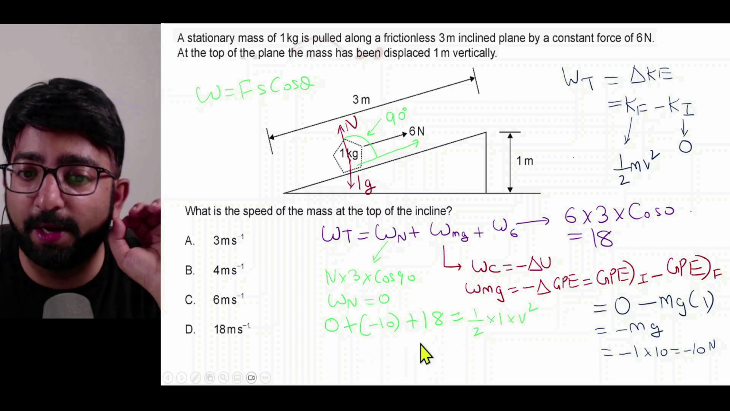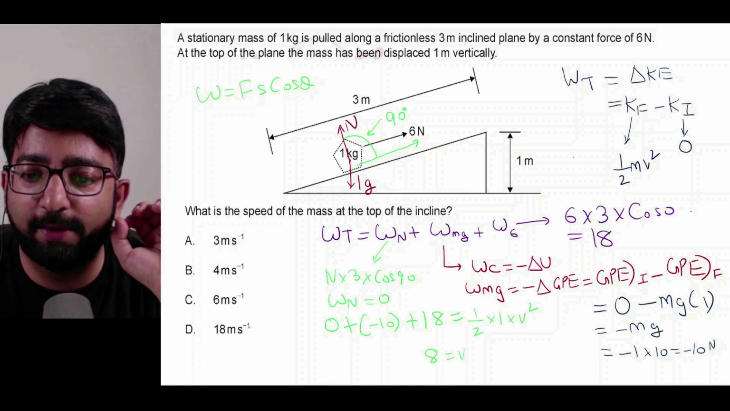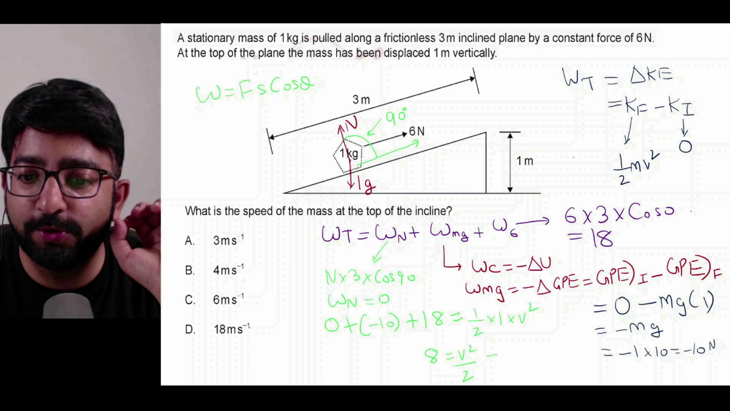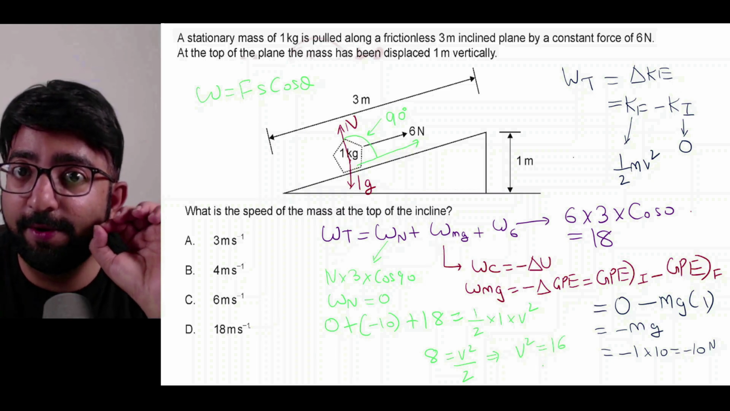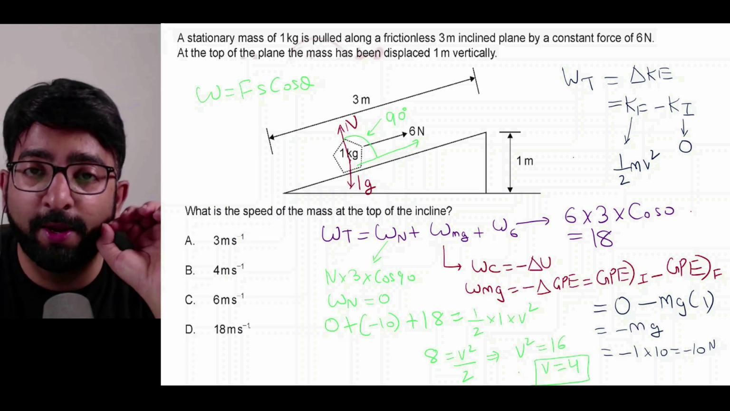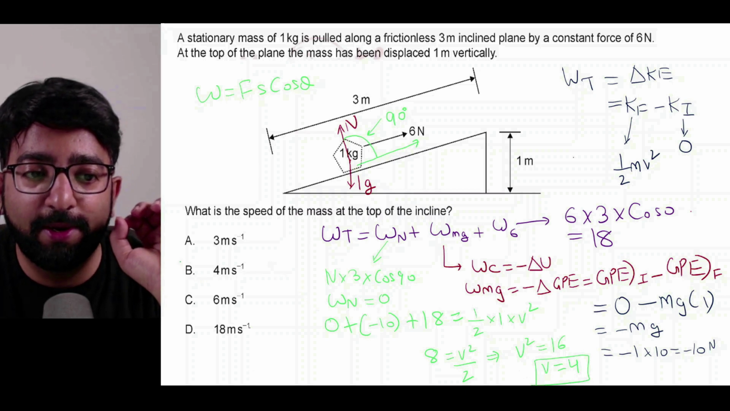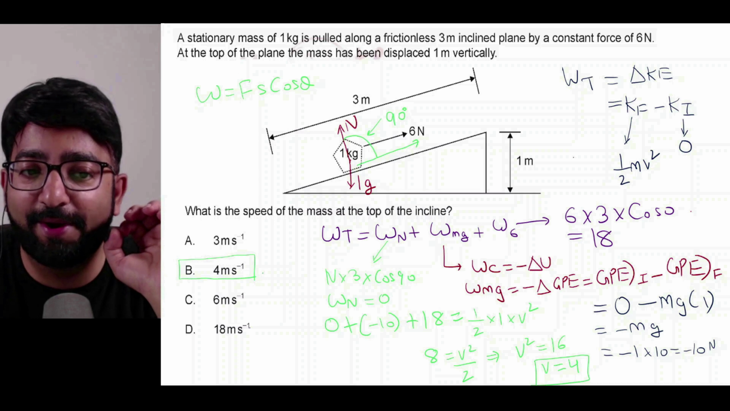So on the left hand side, we have 18 minus 10, which we will get as 8. This can be written as v square by 2. So from this, we can write v square is equal to 16. And then if we take square root on both sides, the value of speed will come out as 4. And if we look at the options, it is option B, which is 4 meters per second. And that is the right answer.